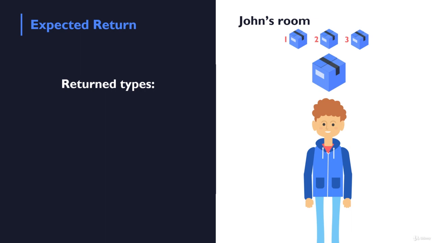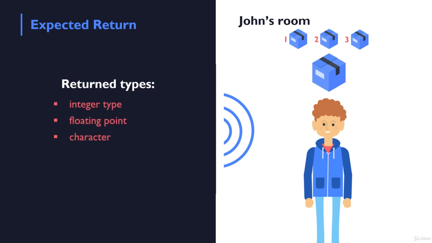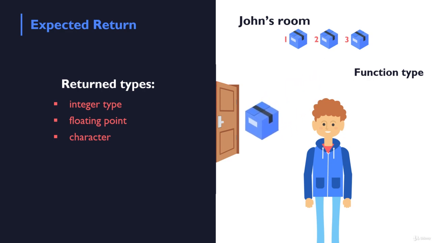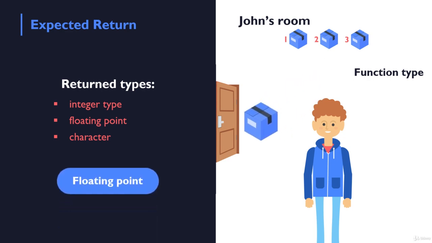So we, as the callers who called the function, may expect the function to return us something once it's finished. So John may return something to us, and this something may be of different types. It may be of an integer type, a floating point type, a character, or any other type. And that's simply called the return type, the function type. So if in this case we know that the function should return the average grade, then we can say that this result is going to be of a floating point type. That's why we can say that the function type, the return type, is going to be a floating point.